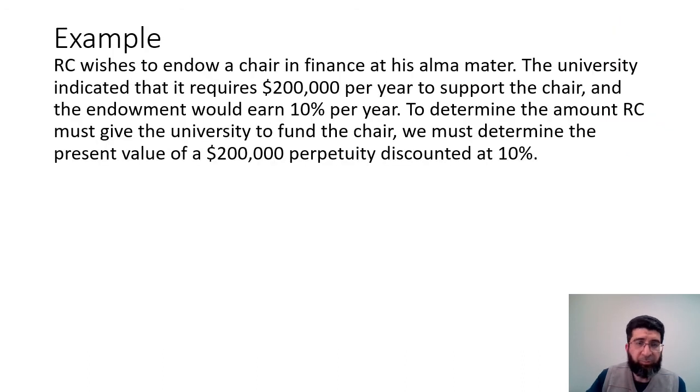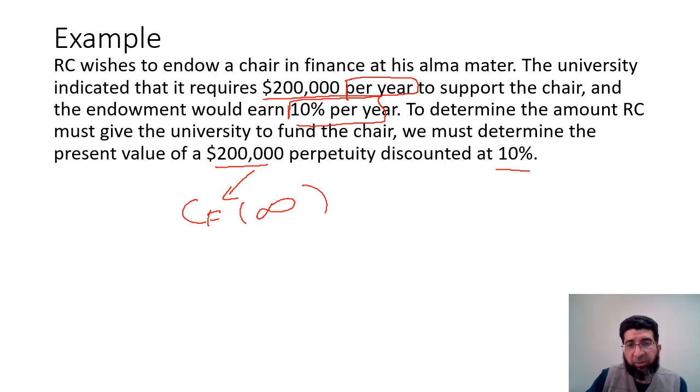Let's look at an example. RC wishes to endow a chair in finance at his alma mater. The university indicated that it requires $200,000 per year to support the chair, and the endowment would earn 10% per year. To determine the amount RC must give the university to fund the chair, we must determine the present value of $200,000 perpetually discounted at 10%. So this is basically the cash flow forever, and R is the discount rate.